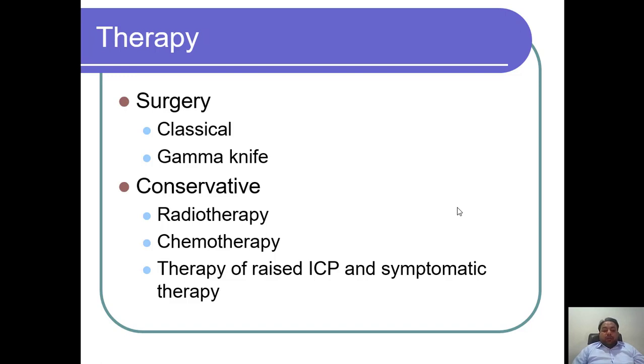Then chemotherapy, which is effective in very few cases of brain tumors. Then therapy of the raised ICP should be addressed, and symptomatic therapy, for example, if the patient has fits, epilepsy should be controlled, and if the patient has headache, vomiting, these symptoms should be addressed.